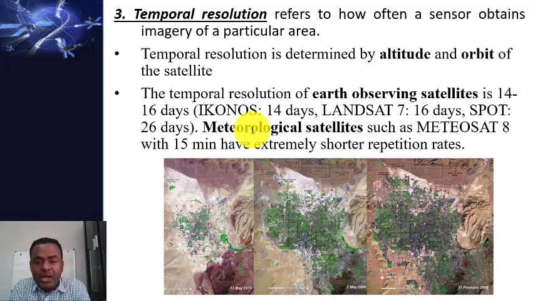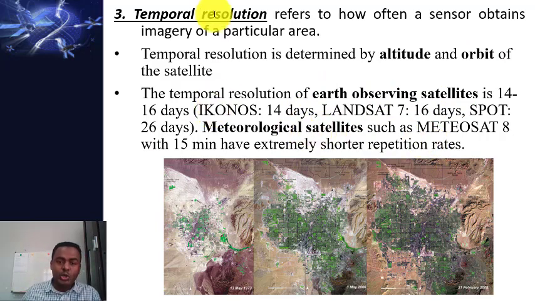Another important issue is temporal resolution. It refers to how often a sensor obtains imagery for a particular area. So does the sensor take imagery of an area every week, every 2 weeks, every month, every year? In this case, I am referring to the temporal resolution. Temporal resolution is determined by altitude and orbit. Most of the Earth observing satellites usually have coarse temporal resolution: 16 days, 14 days, 26 days. If you look at Ikonos, Landsat, they have 16 days.